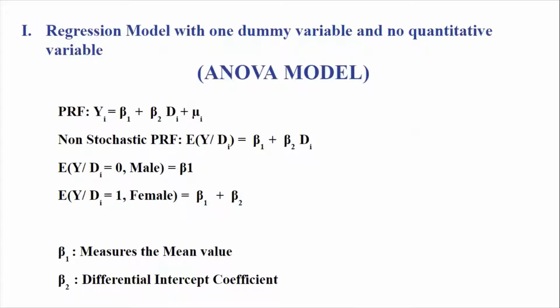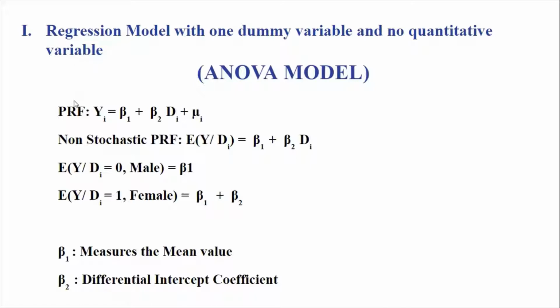Now under this first category, that is only one dummy variable with two categories, we can further have three different cases. Let's have a look. So the first case is regression model with dummy variable which is only one and no quantitative variable, right? So we are dealing with only one dummy variable with two categories, and such kind of regression models are called ANOVA model. Okay, now let's take an example.